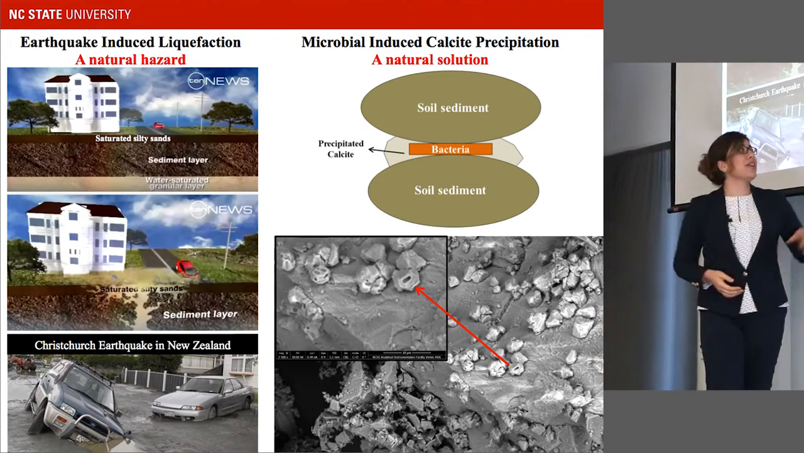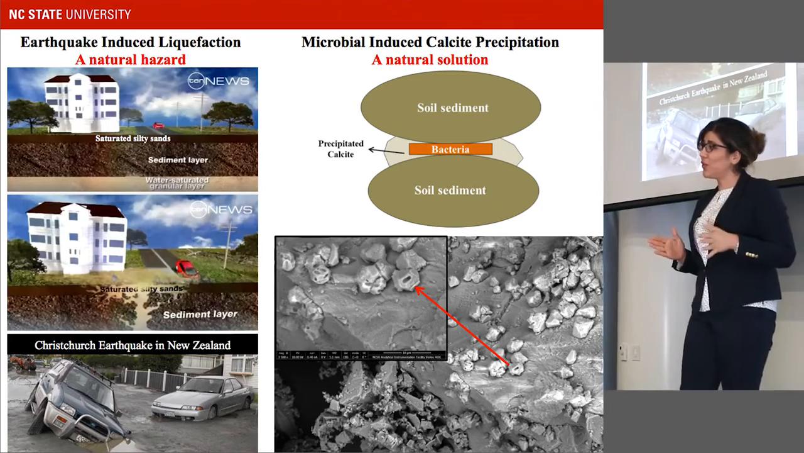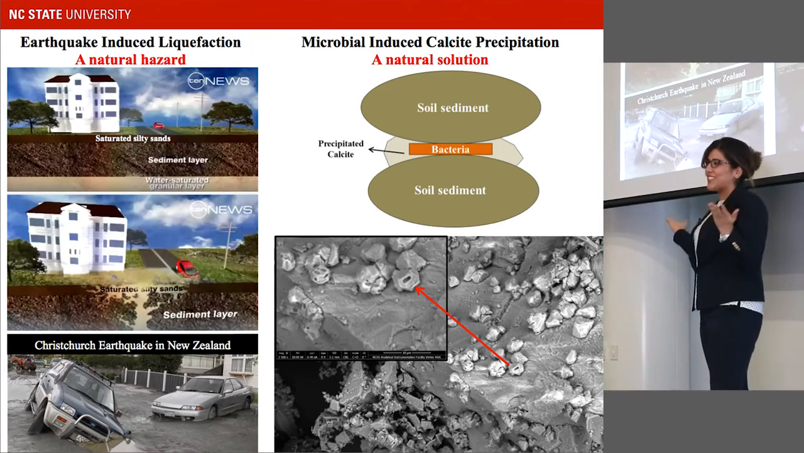As a result, I could have a natural method at a microscale level work against a natural hazard at a macroscale level. Thank you.